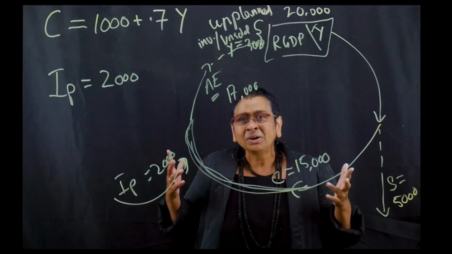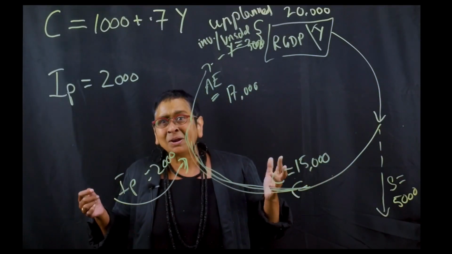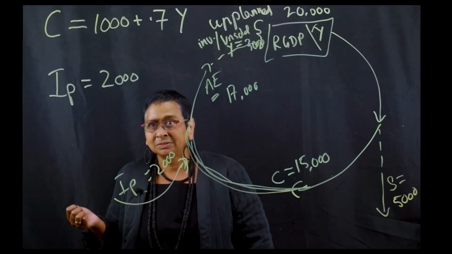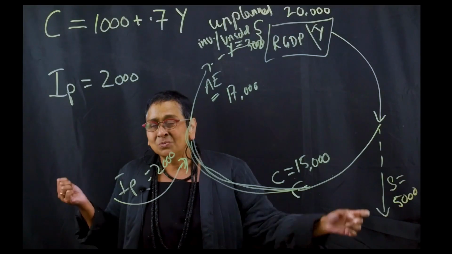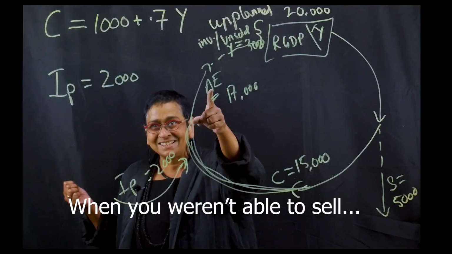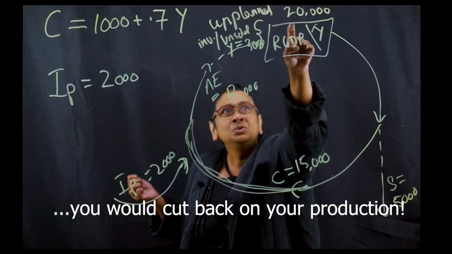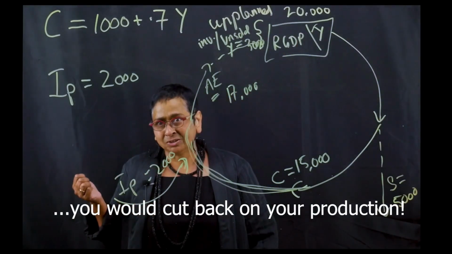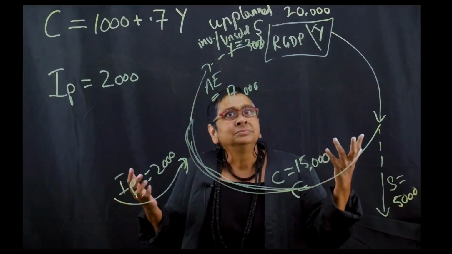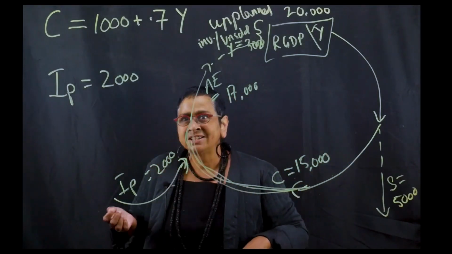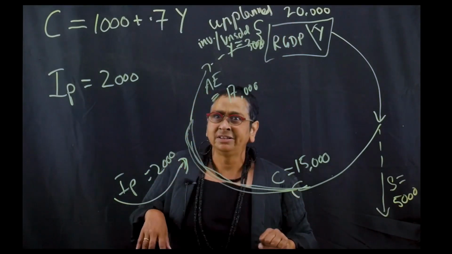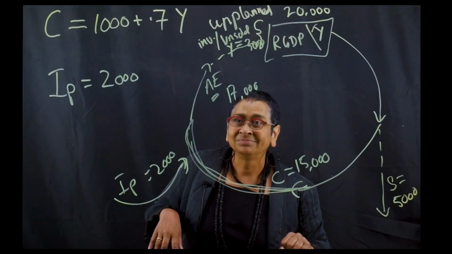Right? What am I going to do next year? Am I going to continue to produce 20,000 when I couldn't sell the stuff? The answer is no. And so what Keynes said is that when you weren't able to sell the stuff, you would cut back on your production. In this case, let's keep it simple. You figured, okay, last year I was able to sell 17,000. So next year I'm not going to produce 20,000. Let me produce 17,000. Right?